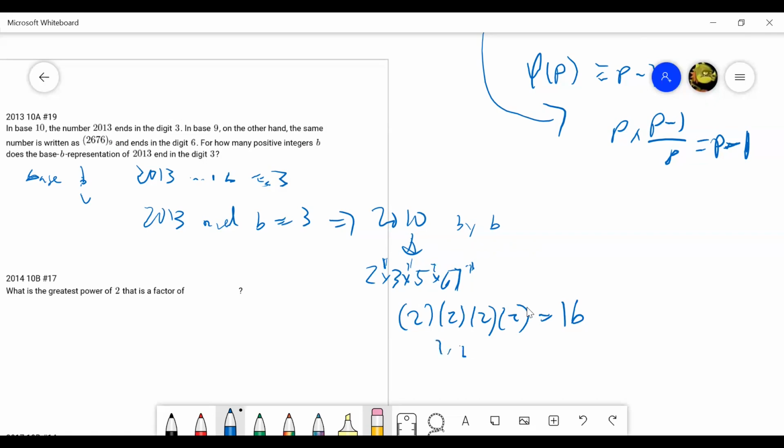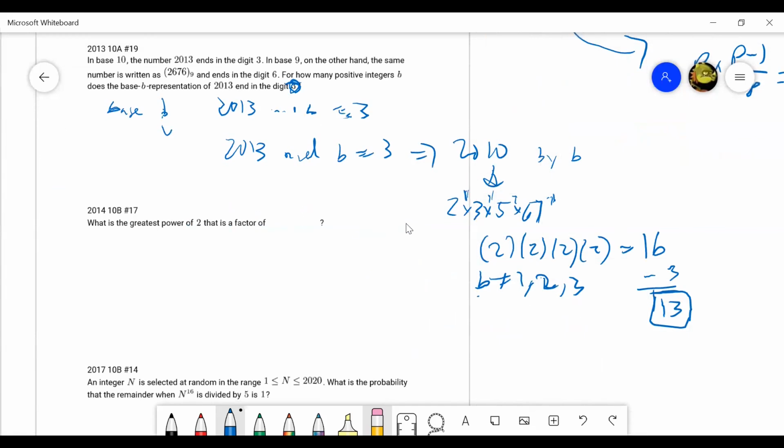However, we know that 1, 2, and 3 all cannot be equal to b, because this digit 3 is in the number. So the base has to be larger than that digit. And that is very important to catch. So then you have to subtract 3 and get 13 as the answer. Yeah, I guess the emphasis here is that you should be careful with whether or not the base is valid. Other than that, this changes the base problem from just bases to a completely different kind of column.